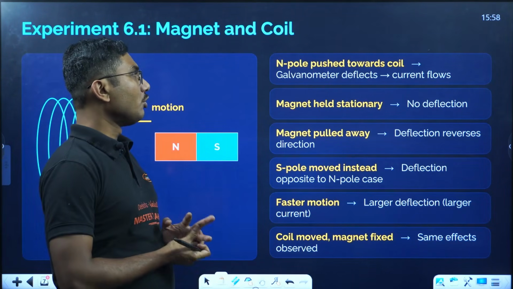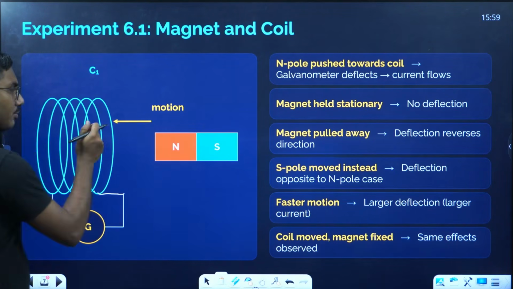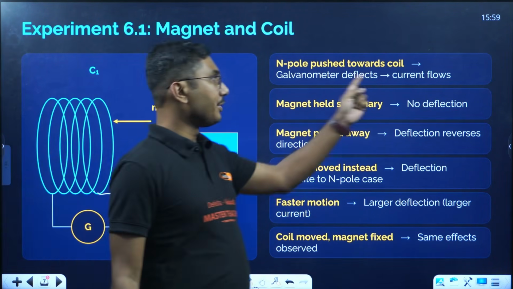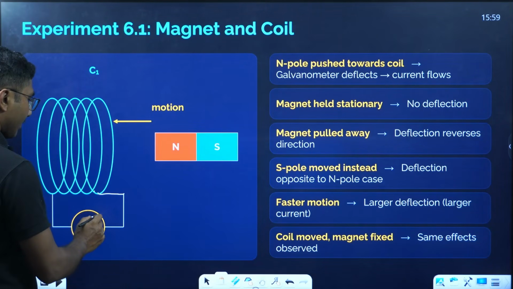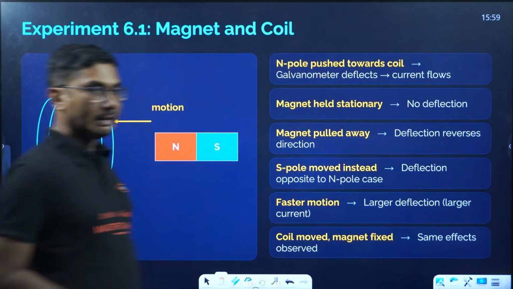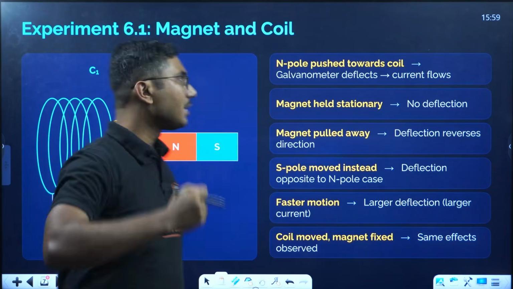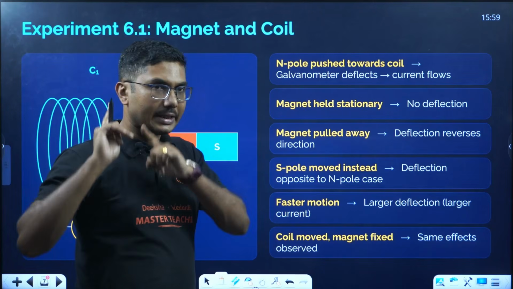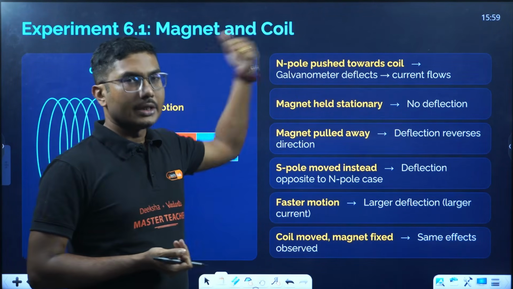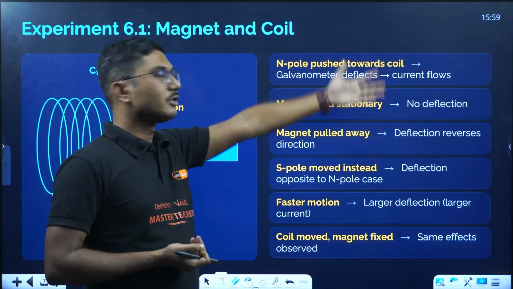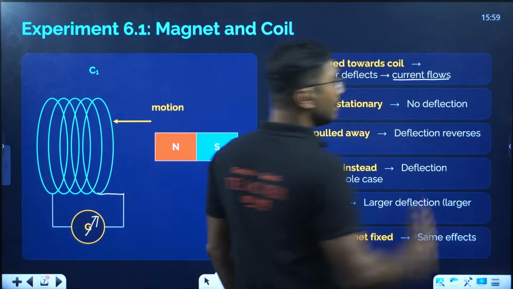So the north pole is pushed towards the coil, and the galvanometer deflects. As soon as the current is flowing, you see a deflection in the galvanometer needle. That means you are getting a current. Understand the steps; you have to write the same steps in the exam as well. North pole pushed towards the coil, the galvanometer needle deflects, so we can infer that current is flowing in the coil.